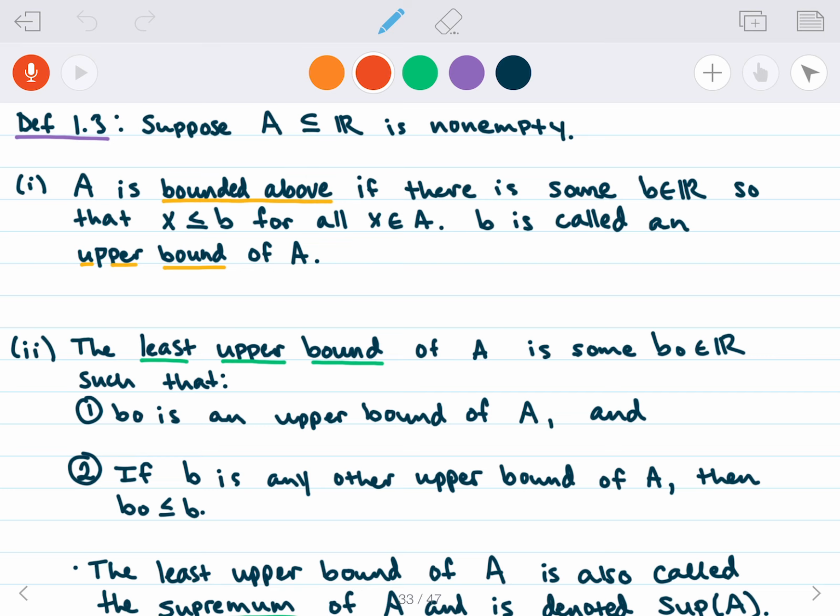Okay, so now we're going to talk about a bunch of definitions that you should probably get tattooed on you at some point. No, I'm just kidding, but remember them.